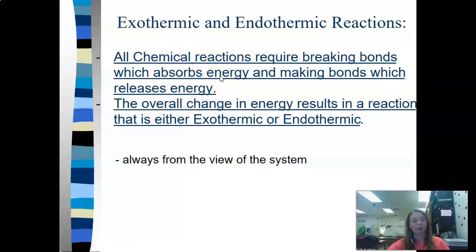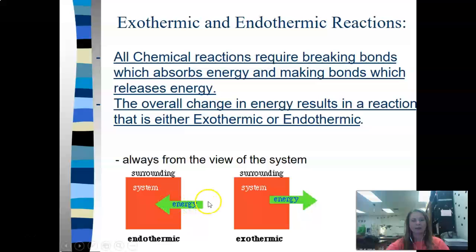So think about, you've probably talked before in maybe middle school or elementary school about a chemical reaction and a physical reaction. Like a physical reaction is like me taking a sheet of paper and just ripping it in half. I've just physically changed it. If I burn the sheet of paper, I can't get that piece of paper back to its original form. So I've chemically changed it. I've broken the bonds, and that's what this is talking about here. All chemical reactions require breaking bonds, which absorb energy, and making bonds, which release energy. That fire is releasing heat. The overall change in energy results in a reaction that is either exo or endo.